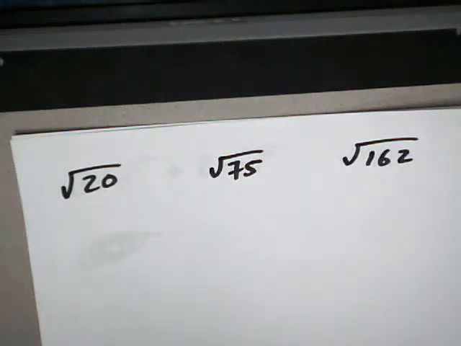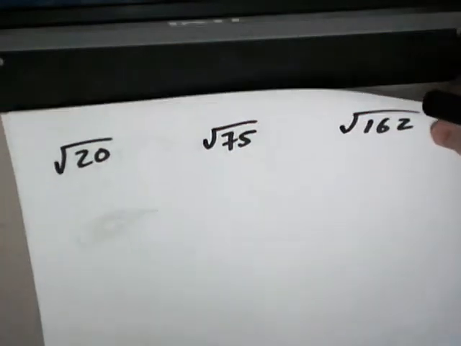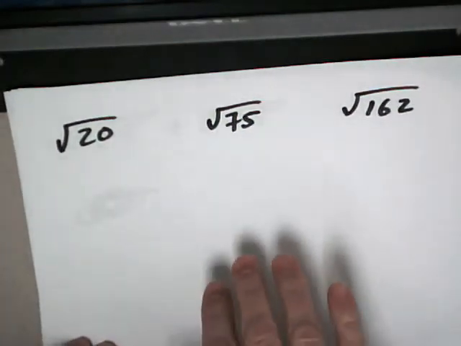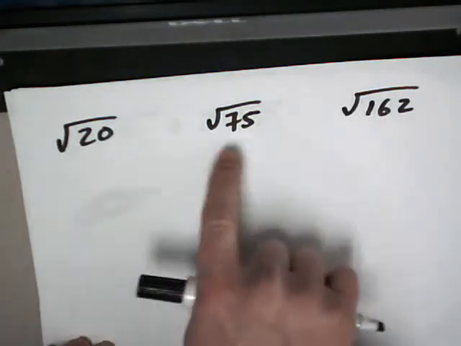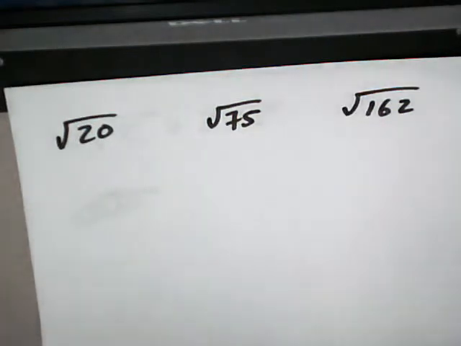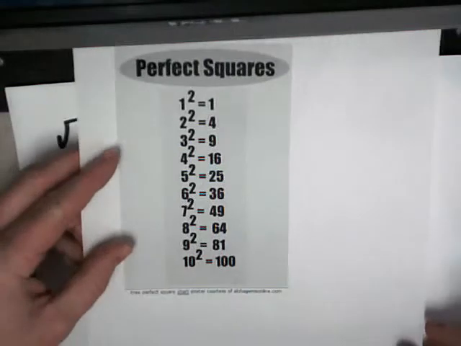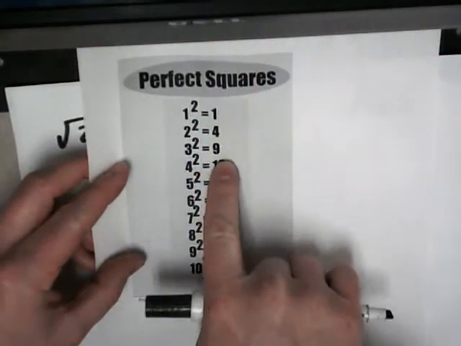Okay, I was going to put a video up here real quick about some of these square roots because I had some students asking about them the other day. So on the test review, it's on there as well. We want to look at simplifying these square roots. And what you have to do is look for these perfect squares. It's all based off these perfect squares right here.